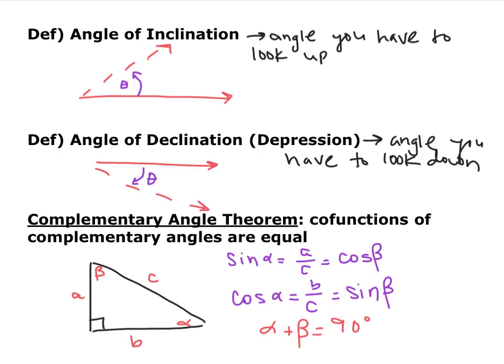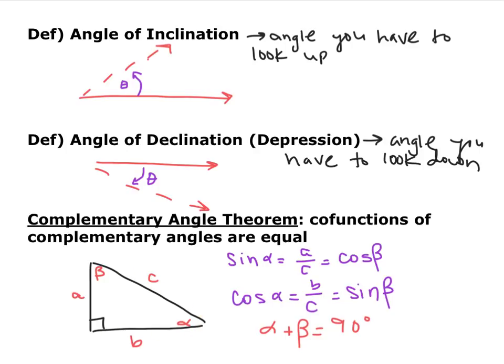The last thing is the complementary angle theorem, which says that cofunctions of complementary angles are equal. So what that means is if you have a right triangle and you have alpha, beta, ABC, then the sine of alpha is the opposite, which is A, over C. But that's also the same thing as the cosine of beta. Adjacent is A over hypotenuse is C. Similarly, if you have the cosine of alpha, that's adjacent, which is B, over hypotenuse, which is C, which is the same thing as the sine of beta. Opposite is B over hypotenuse is C.